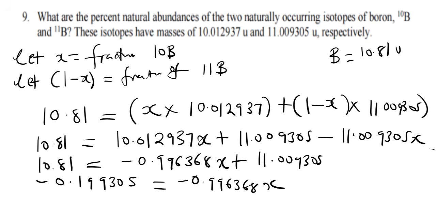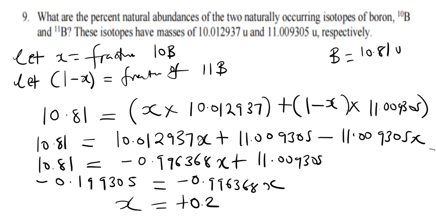So this equals negative 0.996368x. For us to remain with our x, I'm just supposed to divide the two. I'm going to have a positive number because both are negative. So I'm dividing 0.199305 by 0.996368, and I'm getting x to be 0.2.